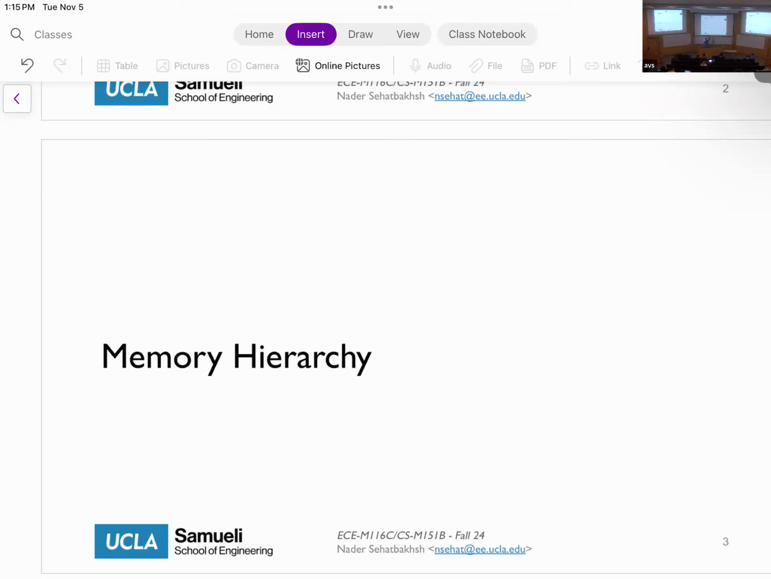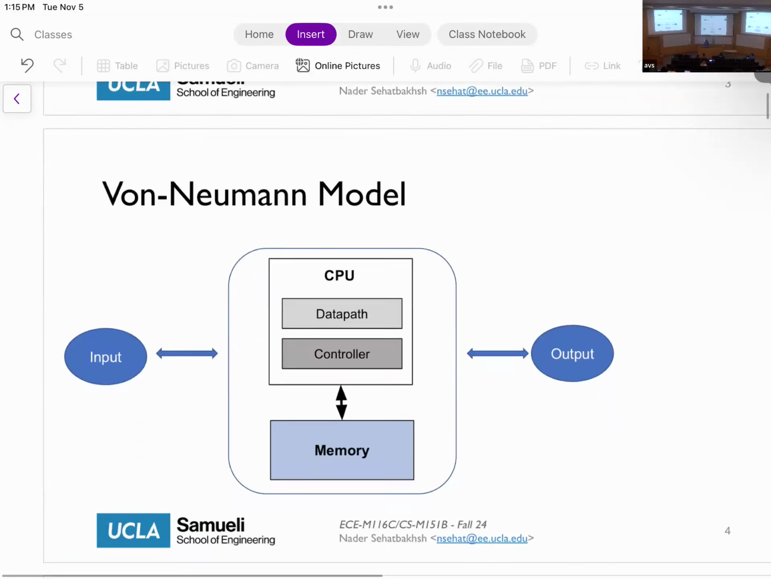There are different types of memory. When we say memory, there are actually many, many different types of memory that we have, different architectures that we use, and collectively that creates what we call a memory hierarchy, okay?